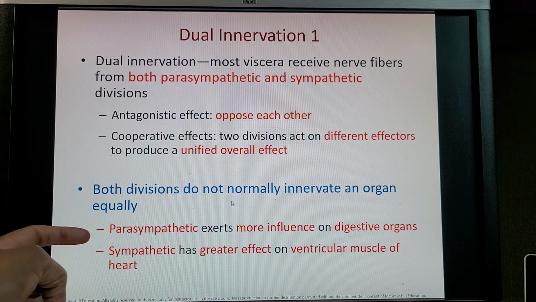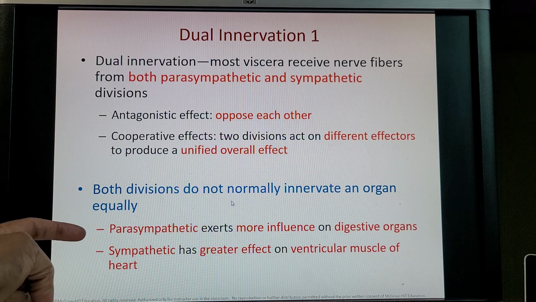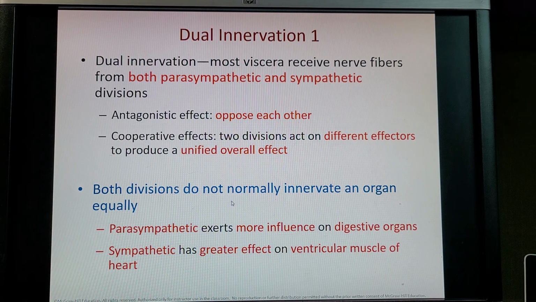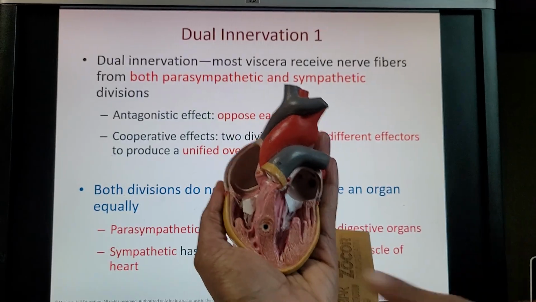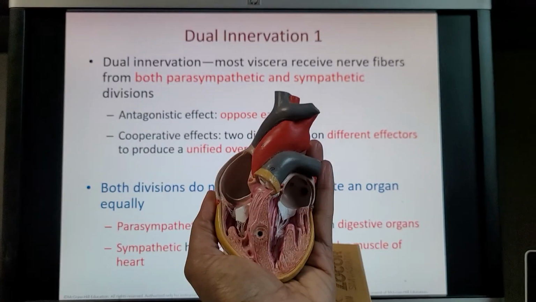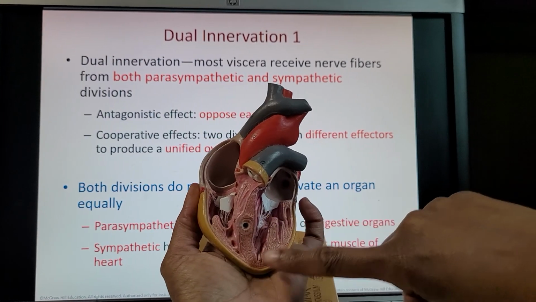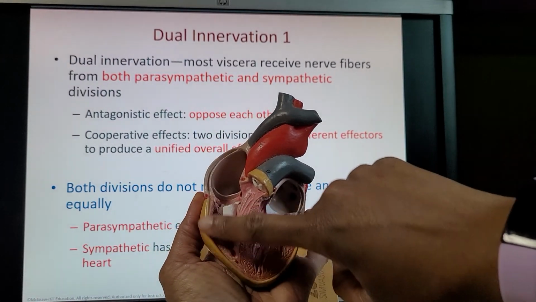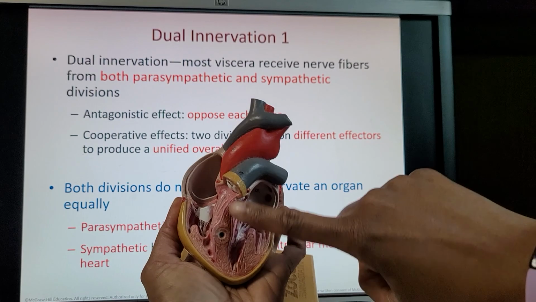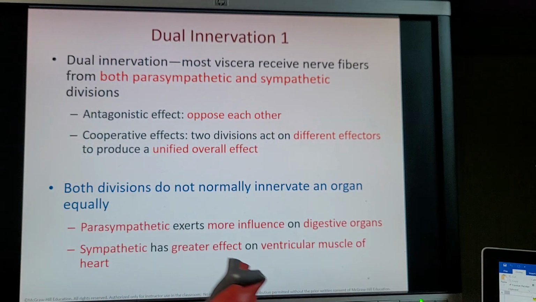For example, parasympathetic has more influence on your digestive organs, versus sympathetic more on what's called the ventricular muscle of the heart. That is the bottom muscle chambers of the heart, called your ventricles. That muscle is going to send blood either to your lungs, so you can go pick up some oxygen, or send the blood to your body systems, especially focusing on those skeletal muscles.